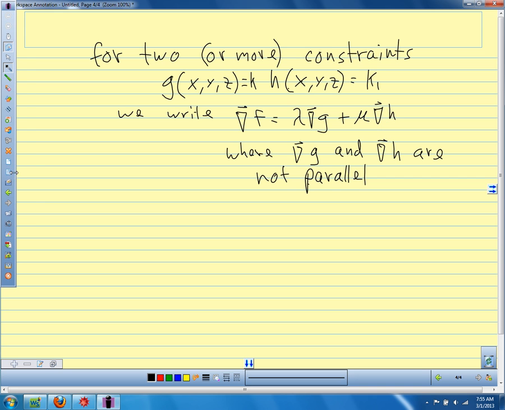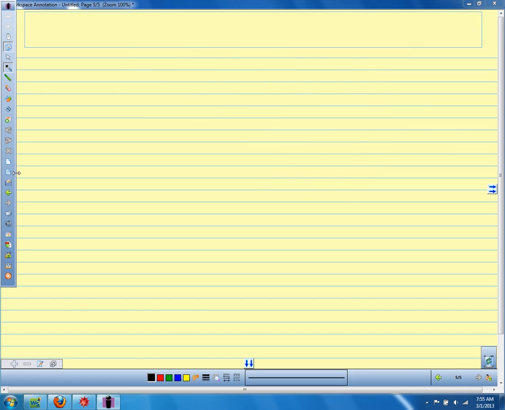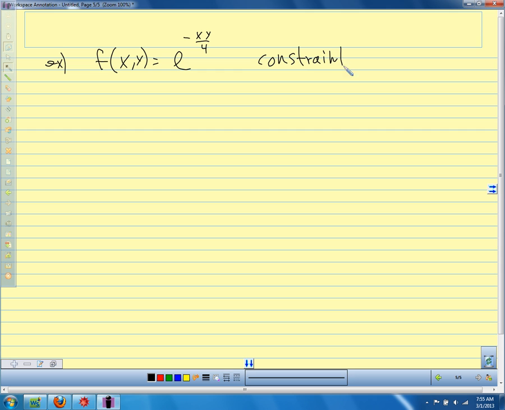So let's look at an example of using Lagrange multipliers. We have f of x, y equals e to the minus xy over 4, and our constraint is x squared plus y squared is less than or equal to 1. So we want to maximize and minimize f subject to this constraint.